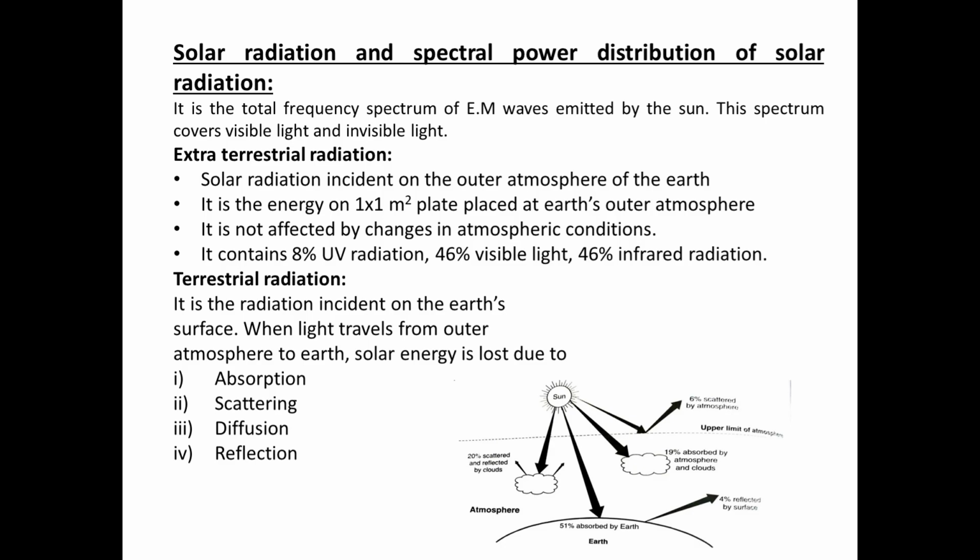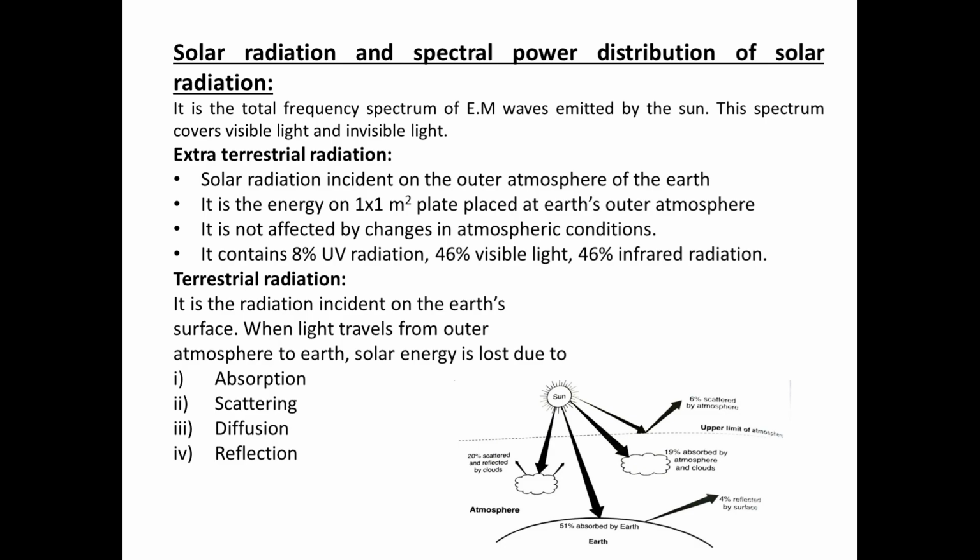Then we'll go to the next radiation, that is terrestrial radiation. Terrestrial is a word related to the earth. How much radiation is there on the earth, that is called terrestrial radiation. So it is the radiation incident on the earth's surface. Generally, when the radiation enters the atmosphere of the earth, the total radiation cannot be received by the earth. Some of the radiation will be lost. The energy is lost due to absorption, scattering, diffusion, and reflection. Generally, by these four processes, some energy will be lost.